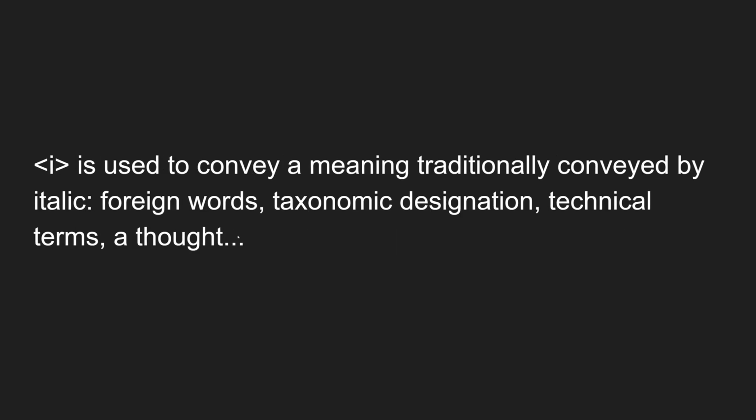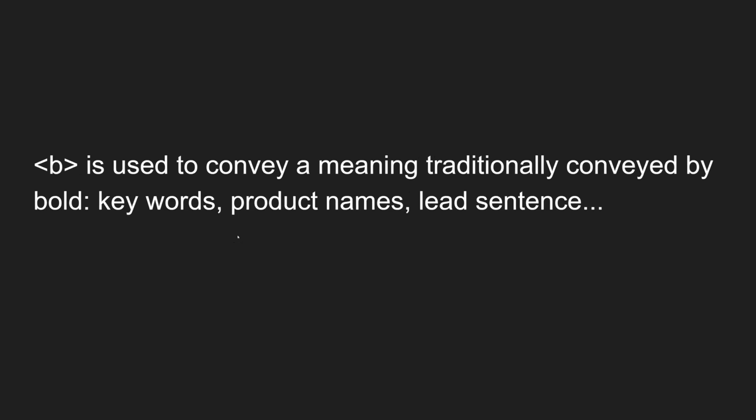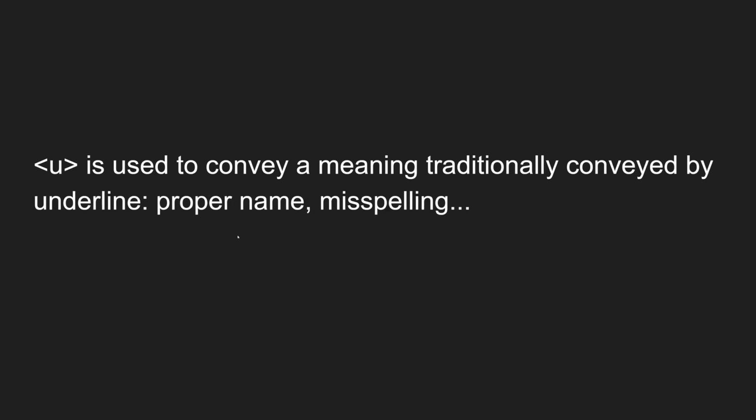I is used to convey a meaning traditionally conveyed by italic: foreign words, taxonomic designations, technical terms, etc. So if you want to mention a text in italic, you can use this one. B is used to convey a meaning traditionally conveyed by bold: keywords, product names, lead sentences. The last one is the U tag, used to convey a meaning traditionally conveyed by underline: proper names, misspellings and so on.